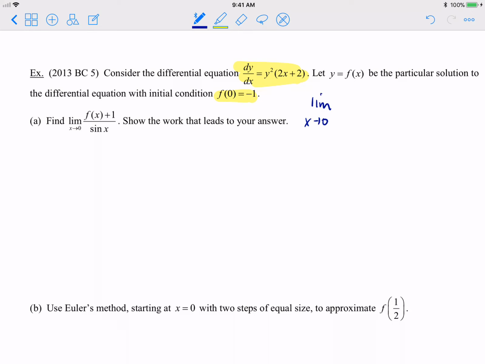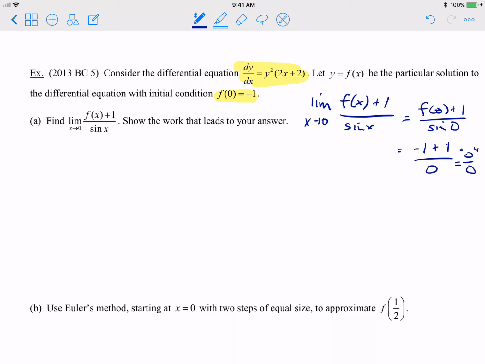My intuition is probably that I'm going to get an indeterminate form here, but I'm just going to check and see what this limit is actually equaling. So limit as x approaches 0 of f of x plus 1 over sine x. This is going to equal f of 0 plus 1 over sine of 0. Well, I know that f of 0 is negative 1 by my initial condition, so negative 1 plus 1 over the sine of 0, which is 0, and I do indeed get an indeterminate form. And so what this means is that we're going to end up using L'Hopital's rule in this particular problem.